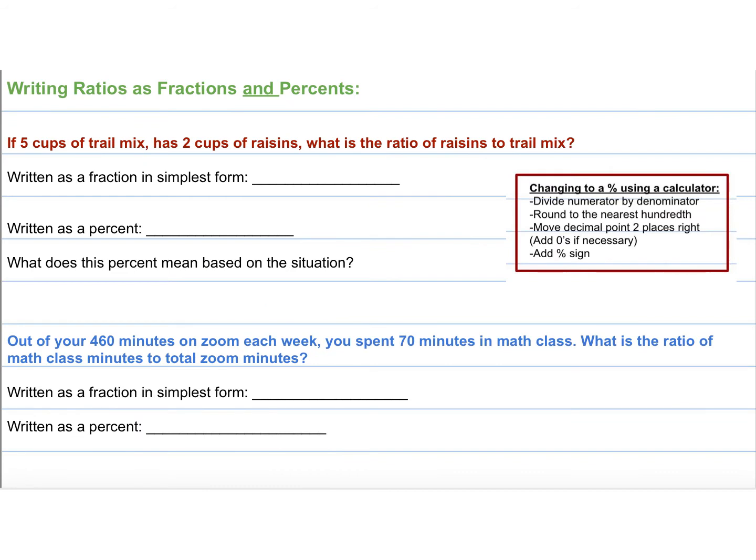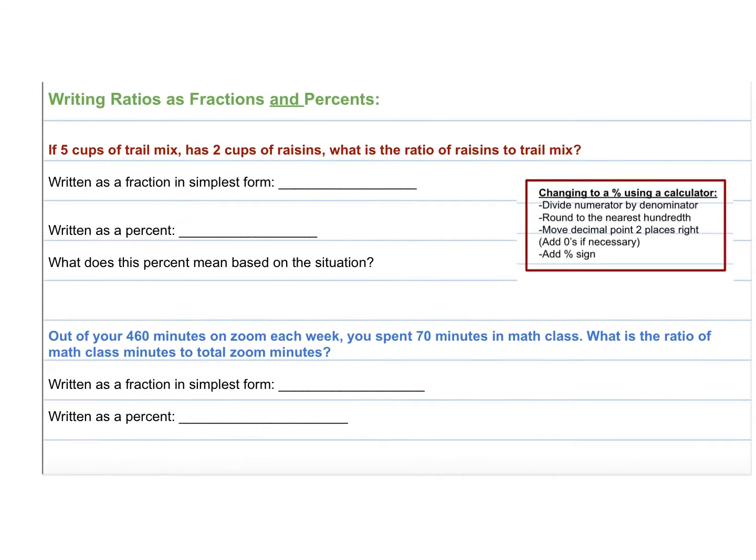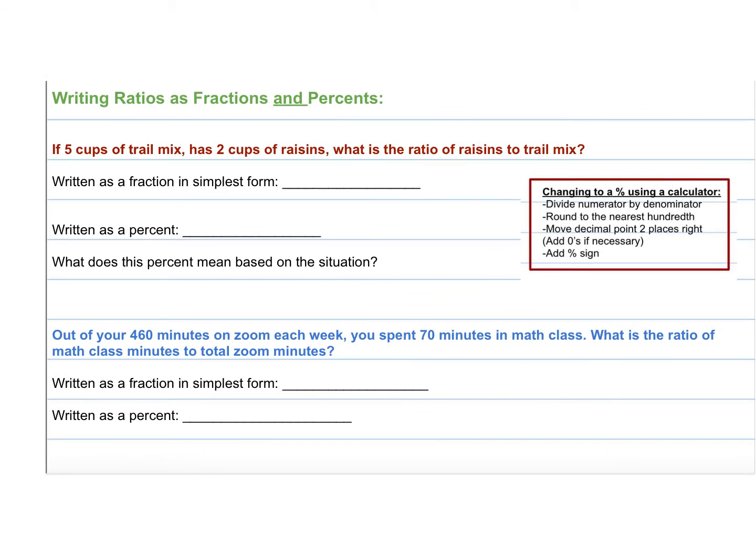So now we're going to write ratios as both fractions and then turn them into percents. So let's first start by writing them as a fraction, and then we'll talk about how to turn them into a percent. So I'm going to just zoom out here for a second. If 5 cups of trail mix has 2 cups of raisins, what is the ratio of raisins to trail mix? Write as a fraction in simplest form.